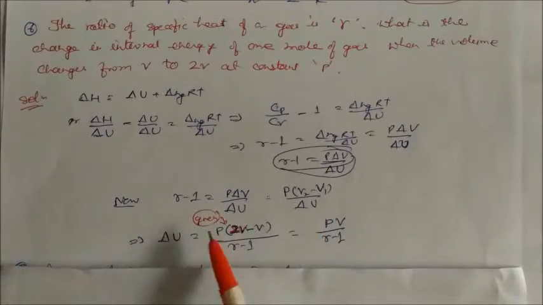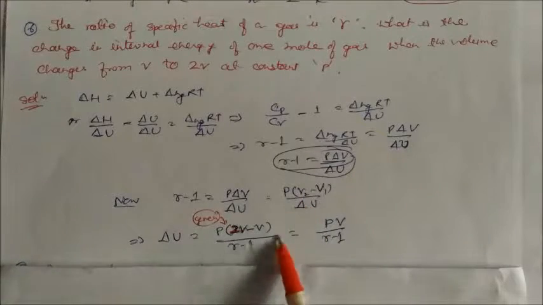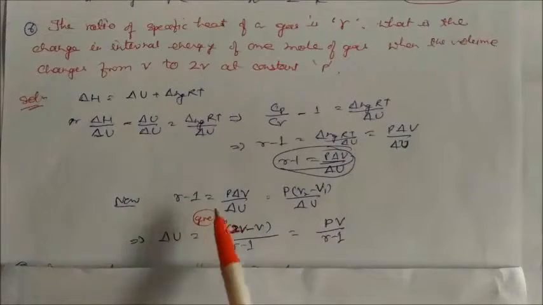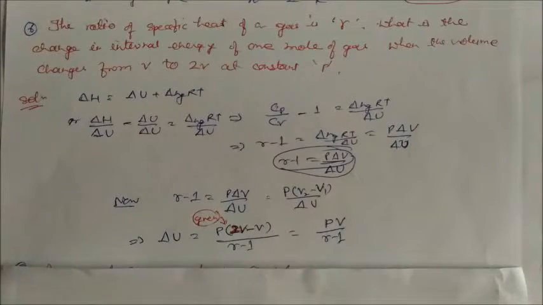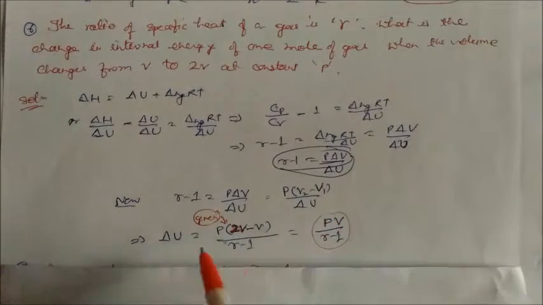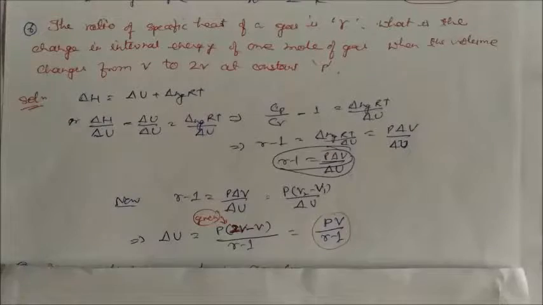And ΔU is given here, so we can substitute ΔU as this, divided by gamma minus 1. So you will get the relationship PV divided by gamma minus 1. So this is the answer for the change in internal energy.